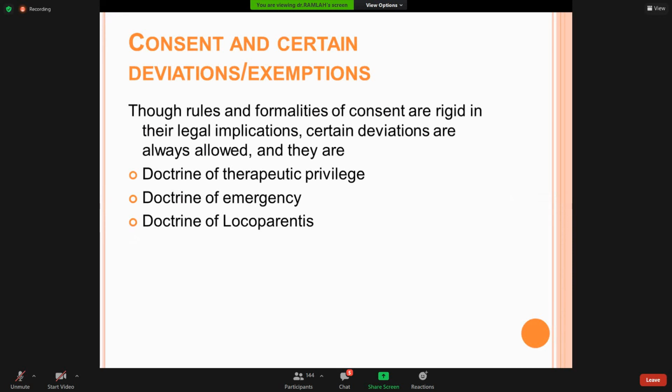The rules and formalities of consent are rigid in their legal implication. As I told you, you have to take consent in every case. But there are a few deviations and conditions where the law has given you a privilege, or exemptions. These are called the doctrine of therapeutic privilege. It means there are certain conditions where doctors cannot divulge full disclosure.